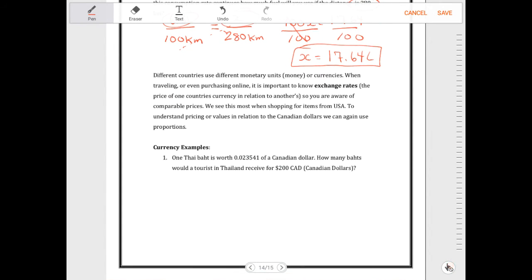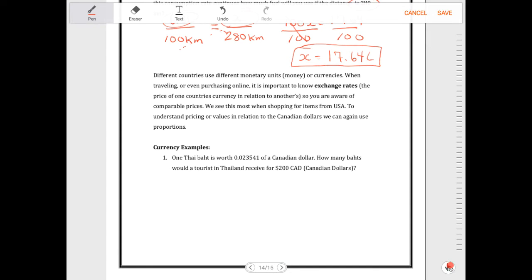So if we come down here, different countries use different monetary units or currency. When traveling or purchasing online, it's important to know the exchange rate. I forgot about that when purchasing online. Quite often the websites are from a different country. So when you pay with Canadian dollars, it gets converted into a different currency, and boy, the amount can really change. So you really got to be aware of these things. So we're going to show you here how to calculate what's going on.